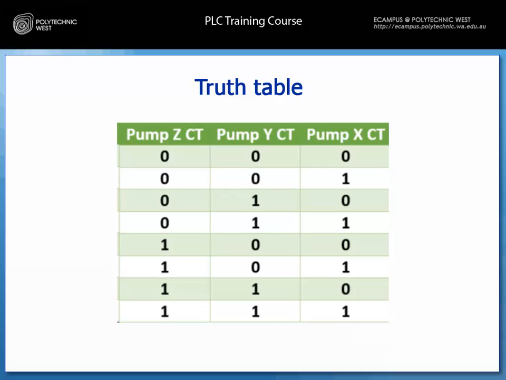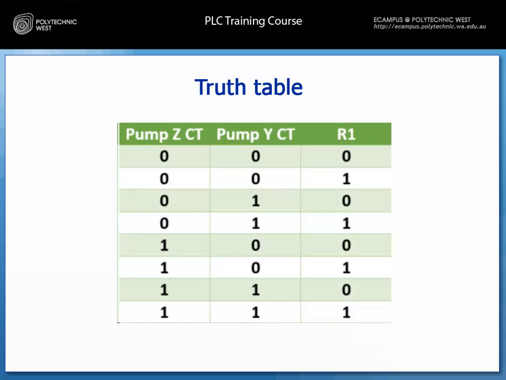We are still dividing our job into smaller jobs, so let's start with 1 pump. Make a truth table showing all the possible combinations of pumps, and we can see what the combinations are. Earlier on, the variable R1 was created, which comes on when auxiliary X and pump XCT are on. So R1 will be used instead of pump XCT alone because R1 contains more information.